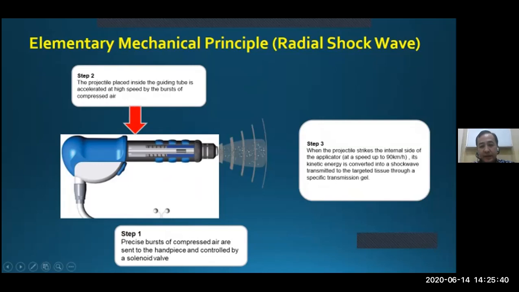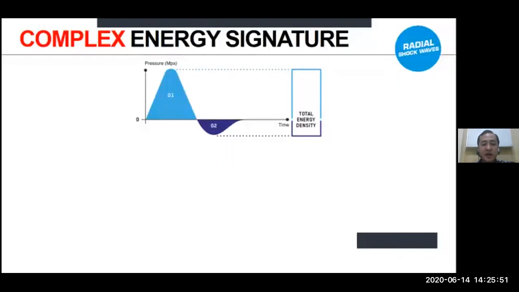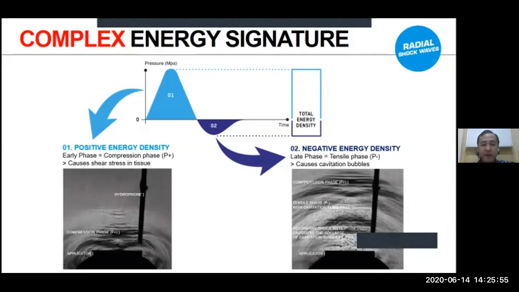Okay, next we can see here that in all shockwave machines, we have to know that there is positive energy density. Positive energy density means when the wave rises to the peak of the wave, it is called the compression phase, and it causes shear stress in tissue. And when the wave goes down here, it is the negative energy density. In this phase, the shockwave will produce cavitation bubbles. So this is the cavitation bubble here. I will show it later with the video. So the sum of the positive and negative energy density is the total energy density.